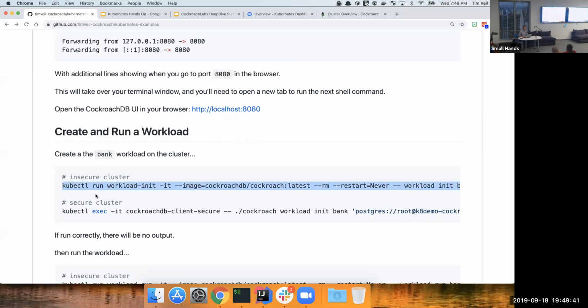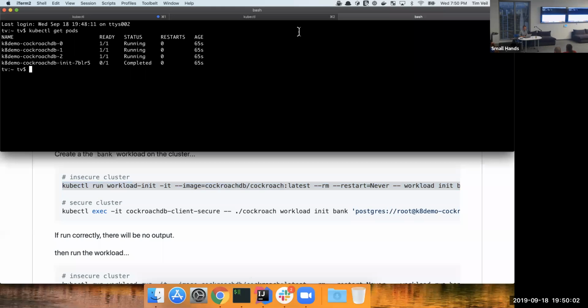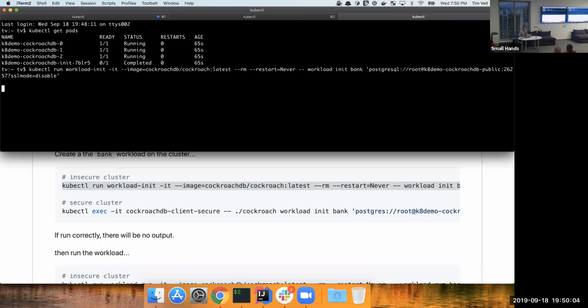Cockroach at the command line offers something called workload. And what is that? That is a really simple way to generate load on your Cockroach cluster. So instead of me having to create a schema and create an app to generate a bunch of load, we actually have built-in workload generators. And so I'm going to kick one of those off now. This is something called our bank workload.